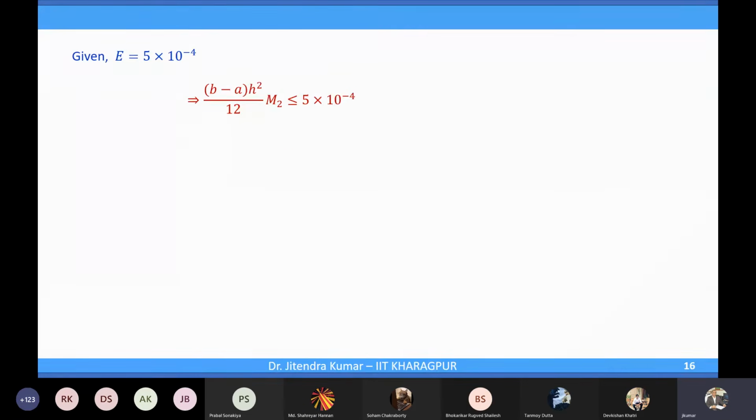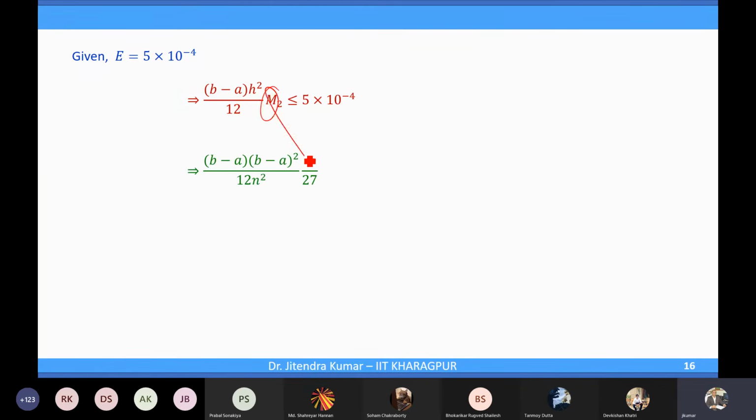Okay. So now the third question was that you want to keep your error less than 5 into 10 raised to the power minus 4, right? So we will do exactly this one. This is our error bound, and we want to keep it less than 5 into 10 raised to the power minus 4. So the maximum bound we have there, (b minus a) h square by 12 M2, we want to keep smaller than this. Then we are sure that once this is satisfied, our error will be less than 5 into 10 raised to the power minus 4.